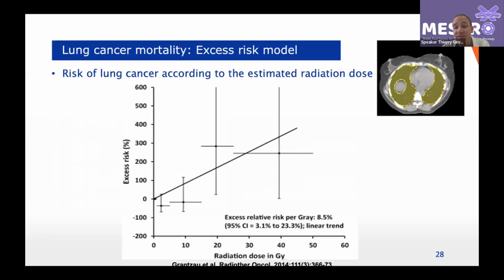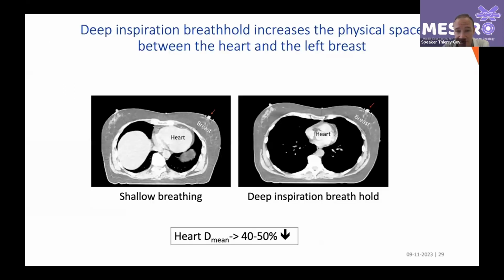For the lungs, it's exactly the same. The cancer mortality excess risk model depends on the mean lung dose. I'm not saying it's the way to go, there are better models, but I just wanted to point out that the low dose spread is important in order to avoid those kinds of mortalities. One of the solutions, the easiest one, is that we coach our patients to take a deep breath, like we can see on the right CT scan.